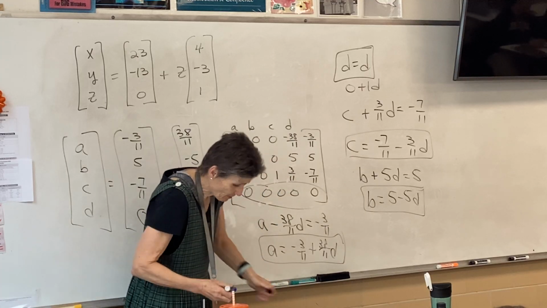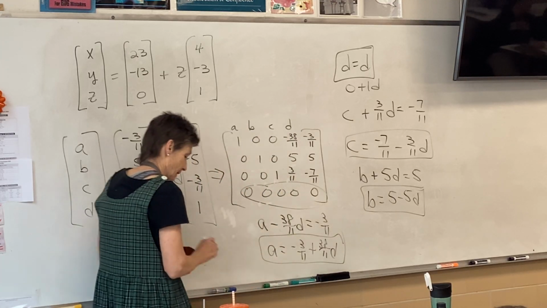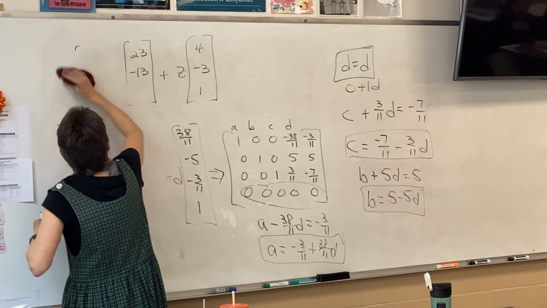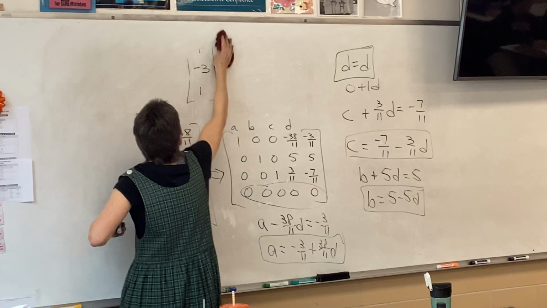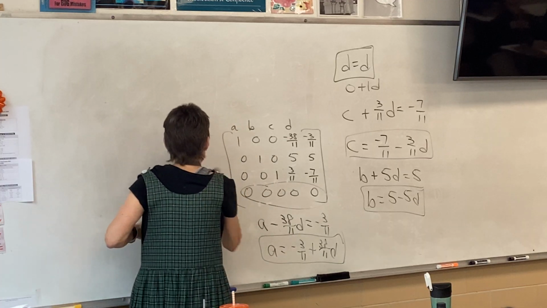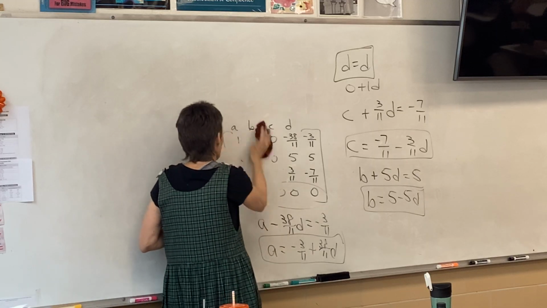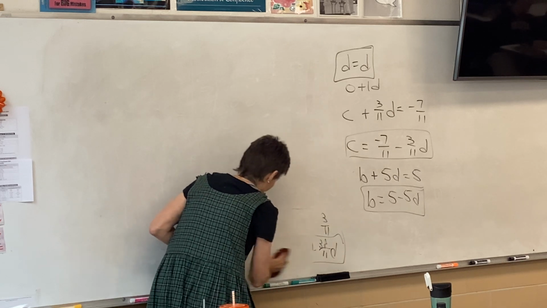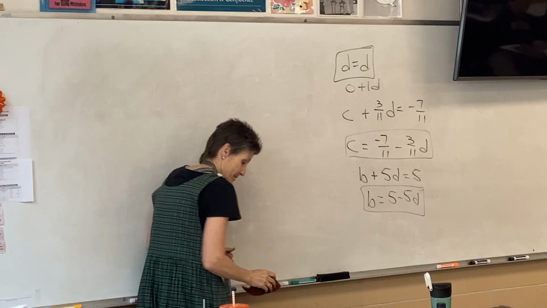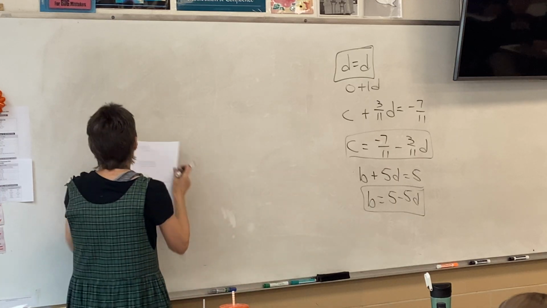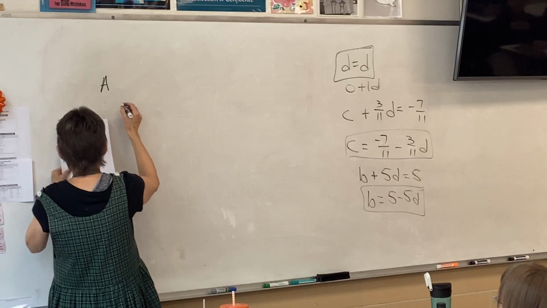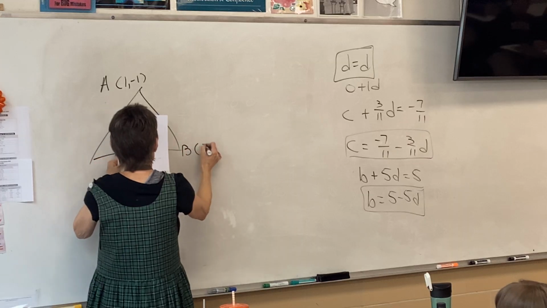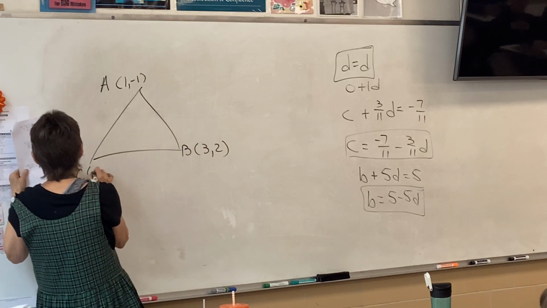Find the area of a triangle with these vertices. This is one of the coolest things ever. This is cool. There's a triangle up there, and the vertices are 1, negative 1, 3, 2, and negative 1, 7.